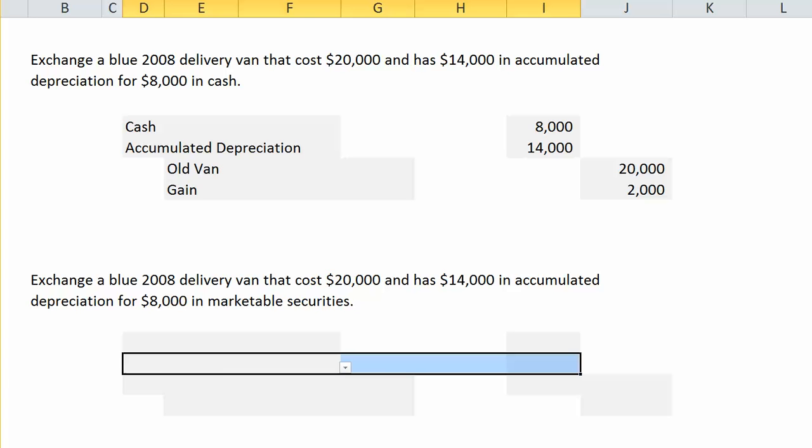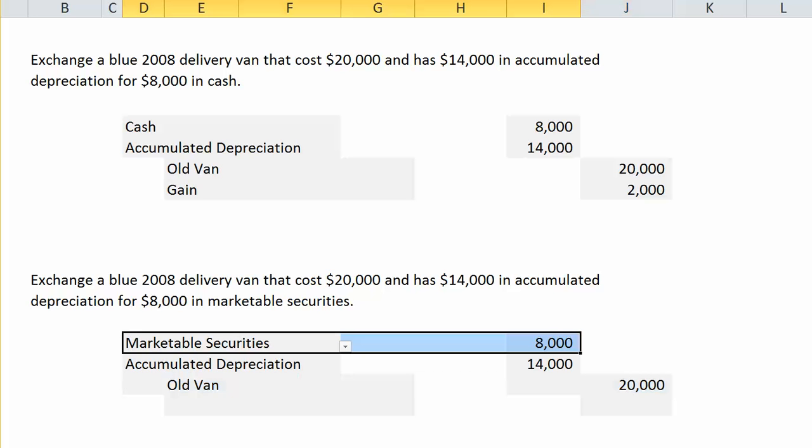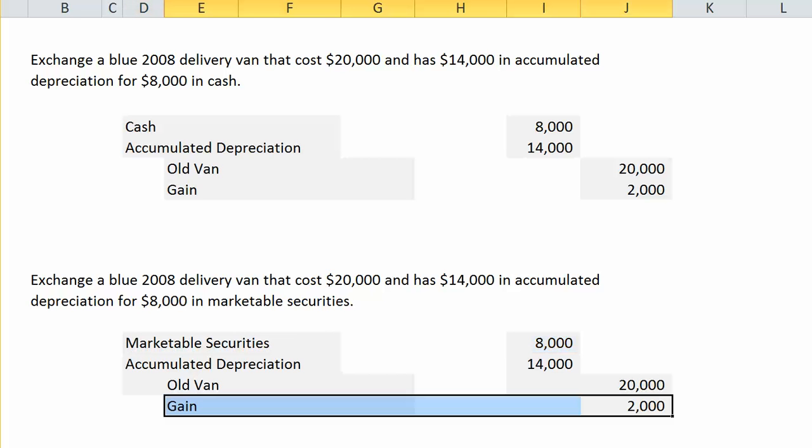Let's consider another case. In this case, we've exchanged our blue delivery van, the same van, but instead of exchanging it for $8,000 in cash, we've chosen to exchange it for $8,000 in marketable securities. Or we could say we sold it for $8,000 in marketable securities. Once again, we need to take the old van off our books along with the accumulated depreciation. Now, instead of debiting cash for $8,000, we will debit marketable securities for $8,000. And once again, of course, we have the same $2,000 gain.